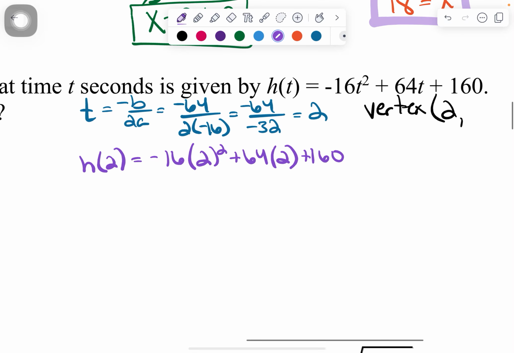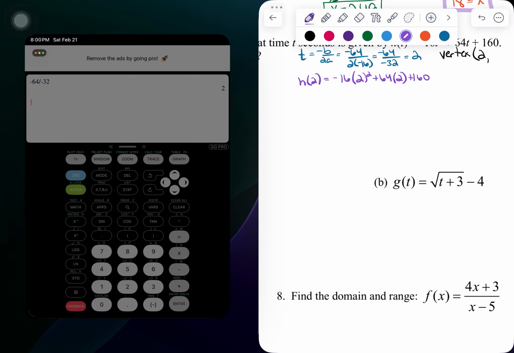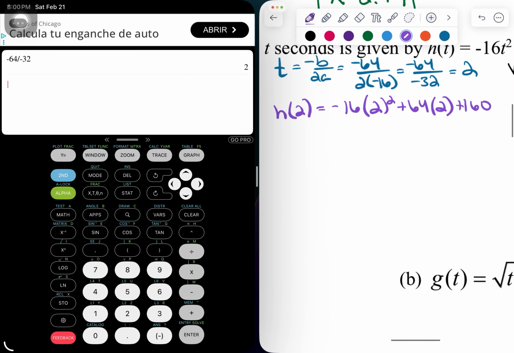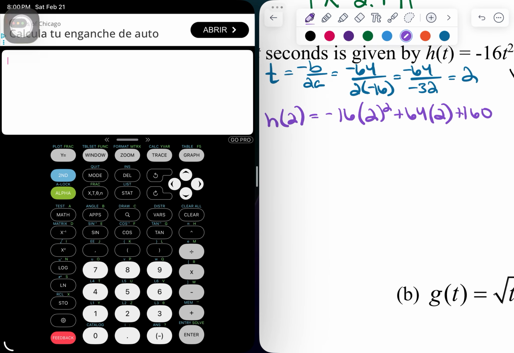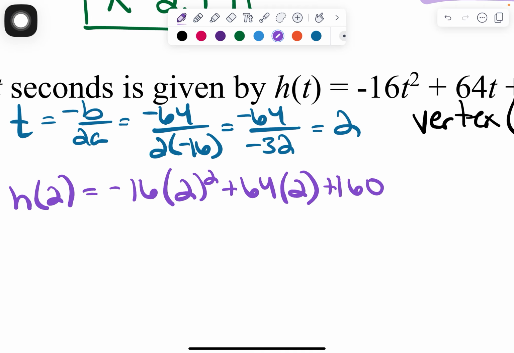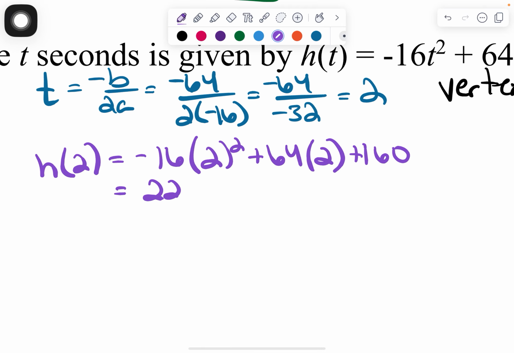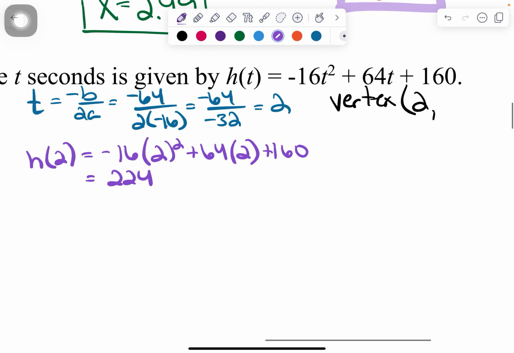I'm going to throw the whole thing into a calculator. With the TI, I can literally type this whole thing in at once. I don't need to do it in parts. So negative 16 times 2 squared, plus 64 times 2, plus 160. Quick double check. Yep, I'm getting 224. So this equals 224. So my vertex is (2, 224).